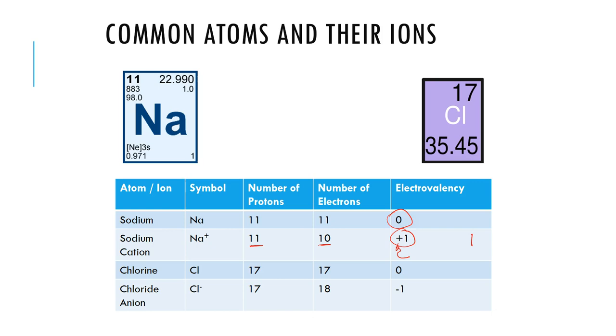We've got to specify. Then with the chlorine, we have 17 protons and 17 electrons. When we form the ion, we still have 17 protons because that defines it as chlorine, but we've gained an extra electron, so now we've taken on that extra negative charge, making it -1.